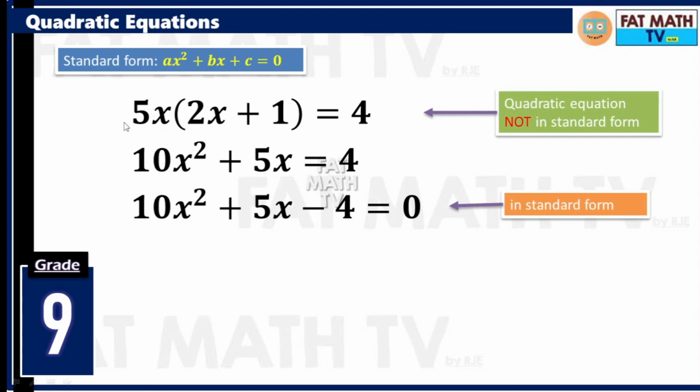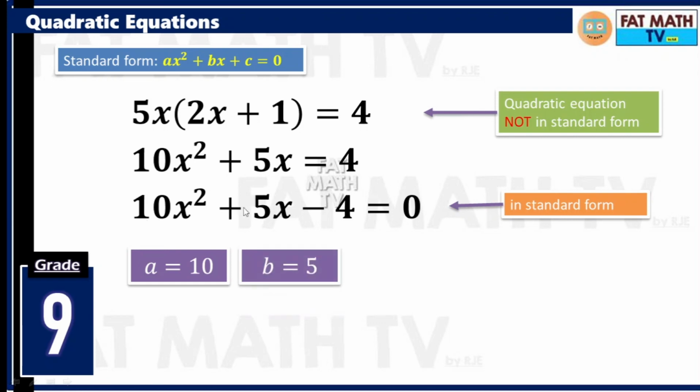So the standard form of the original equation, this one, is this one. And as what we can see here, a is 10, b is positive 5, and c is negative 4.